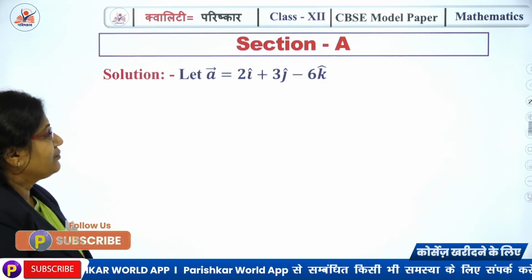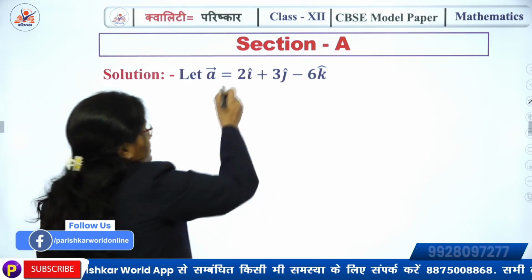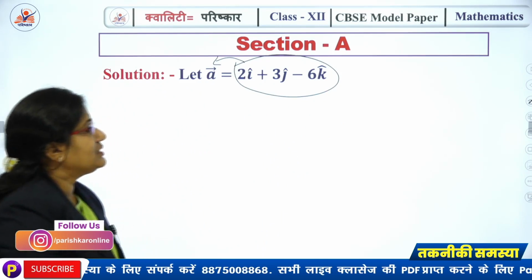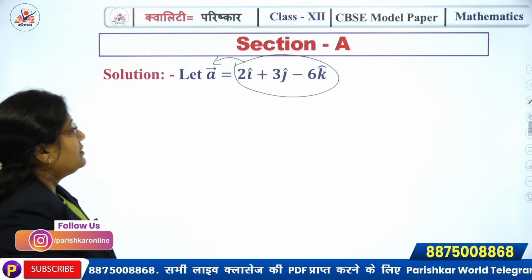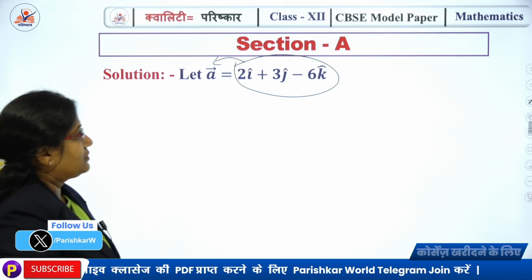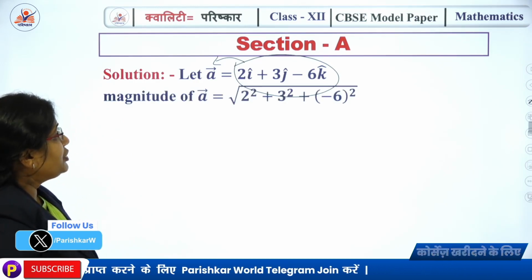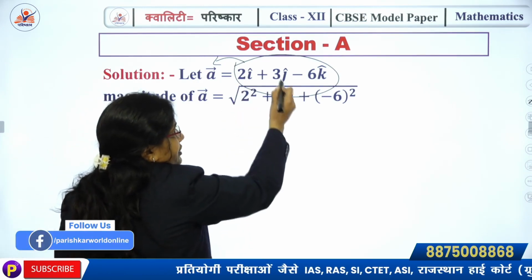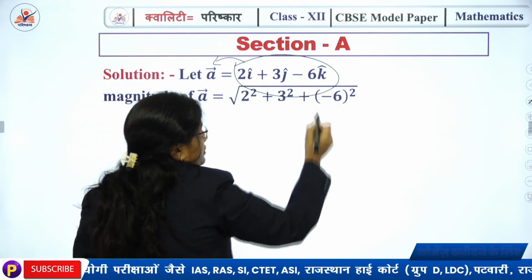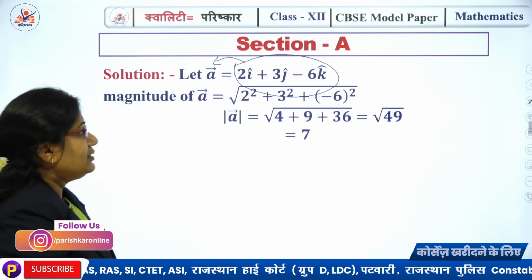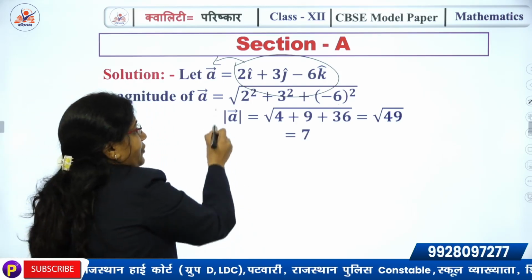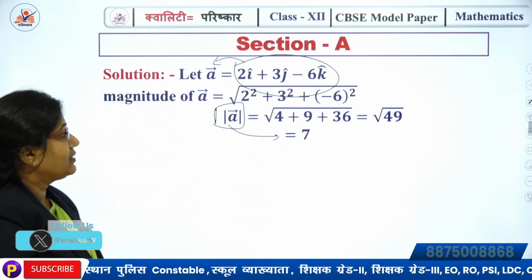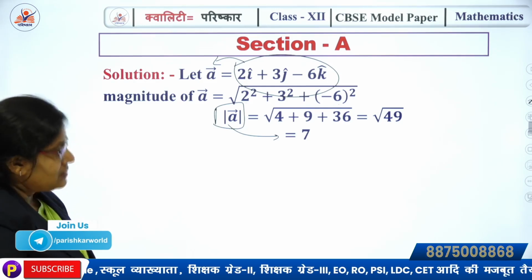Come to the solution. Given that vector A is 2i cap plus 3j cap minus 6k cap. We assume this. Now the magnitude of vector A will be under the root 2 square plus 3 square plus minus 6 square. After calculating this, we find the magnitude of A is 7. Clear, student? Remember this. The magnitude of A is 7.